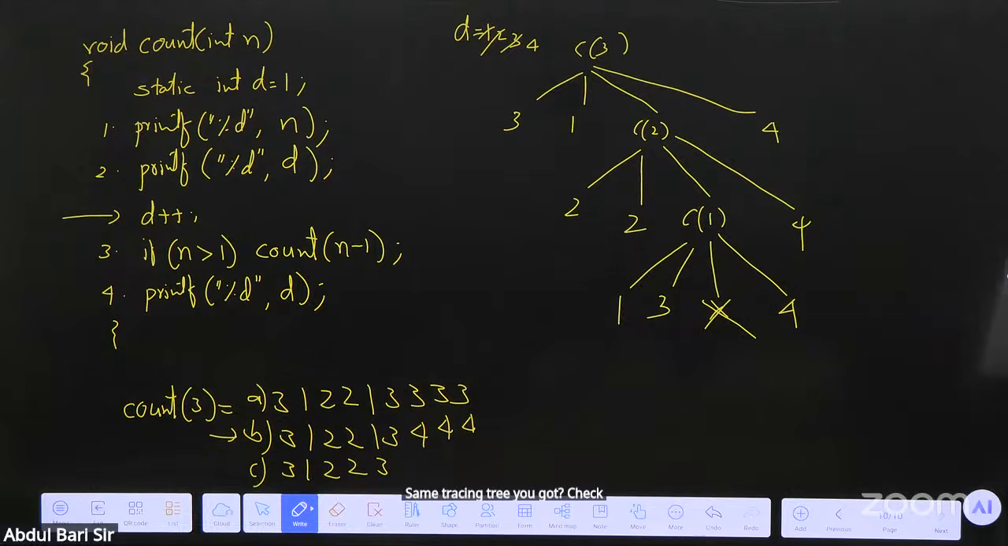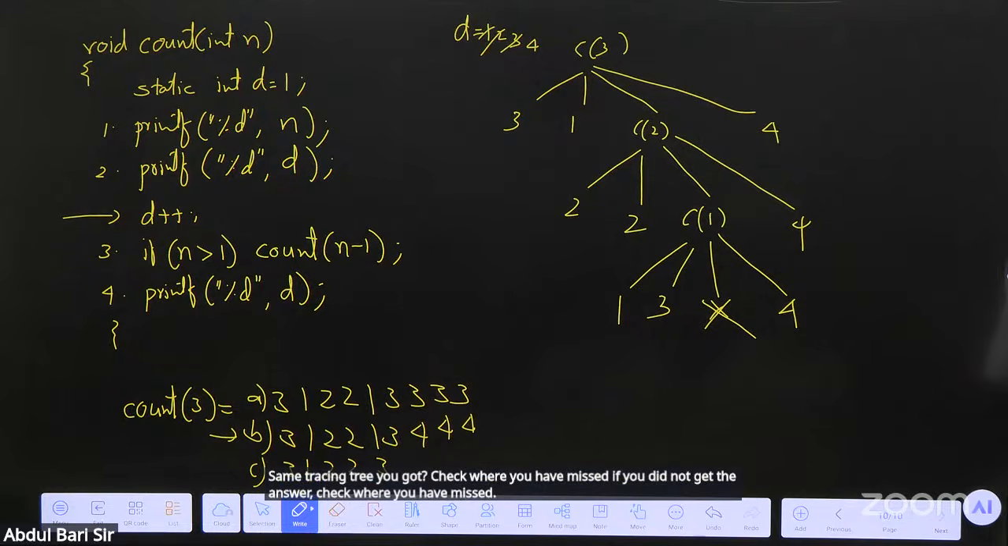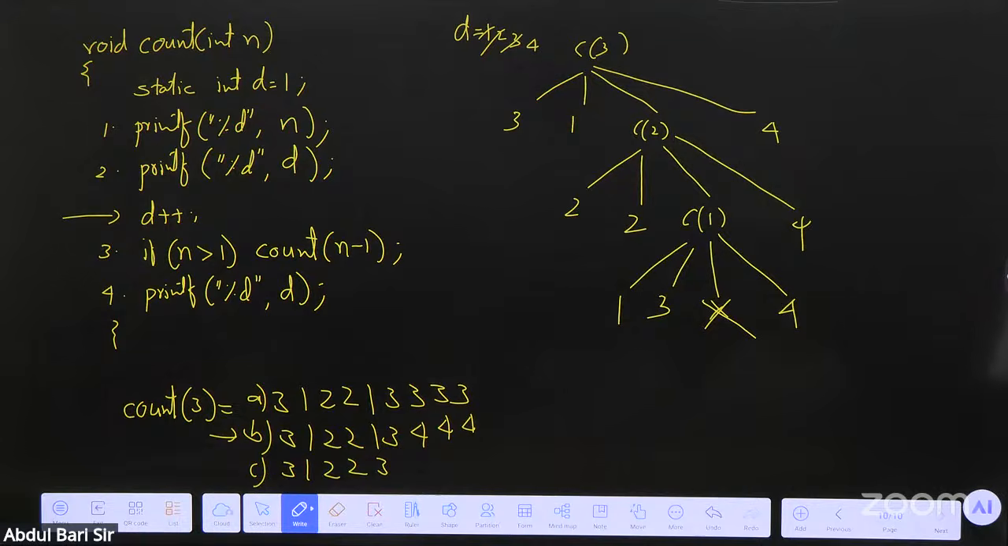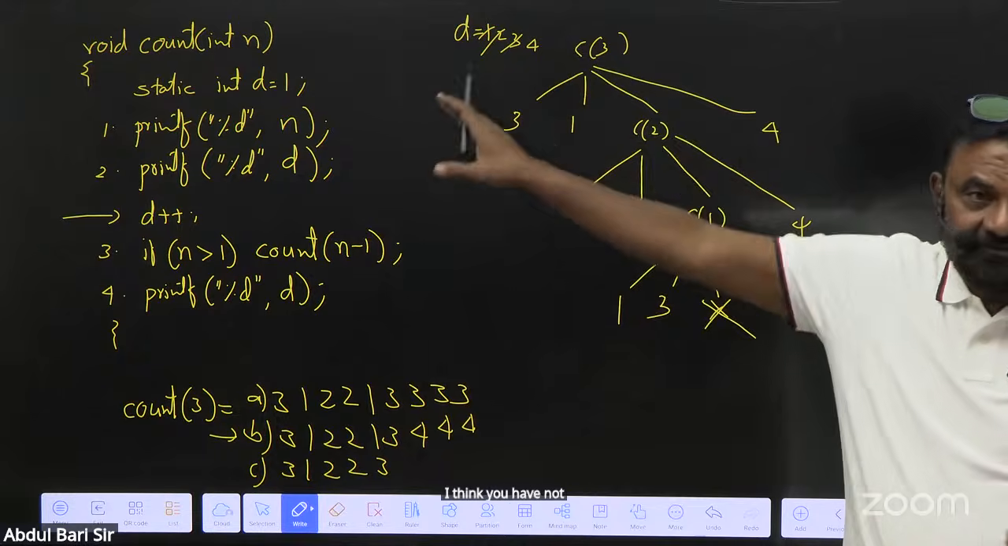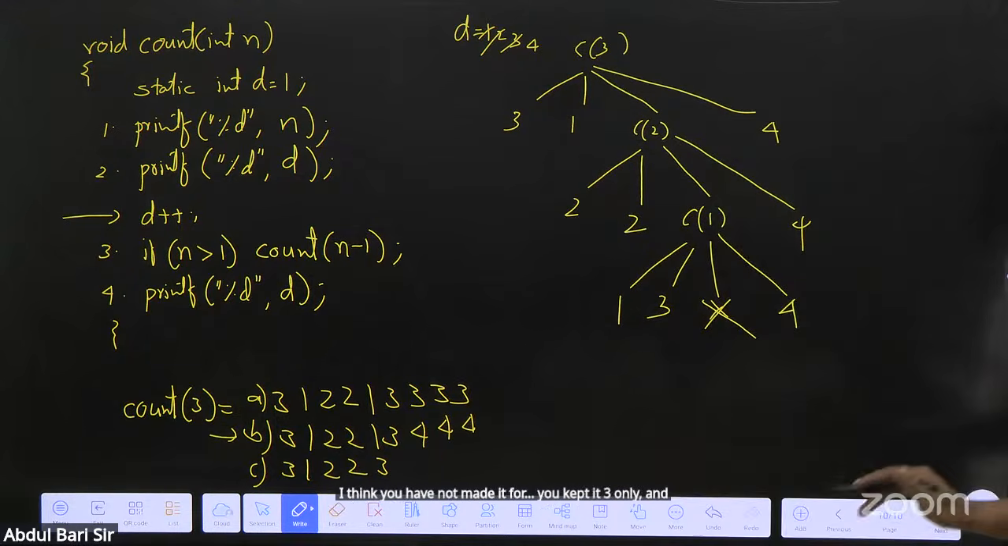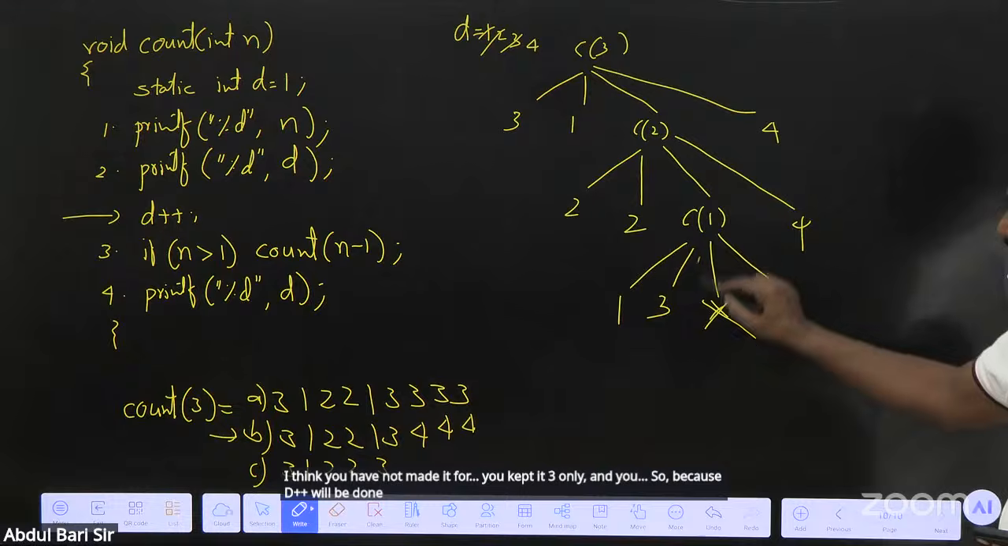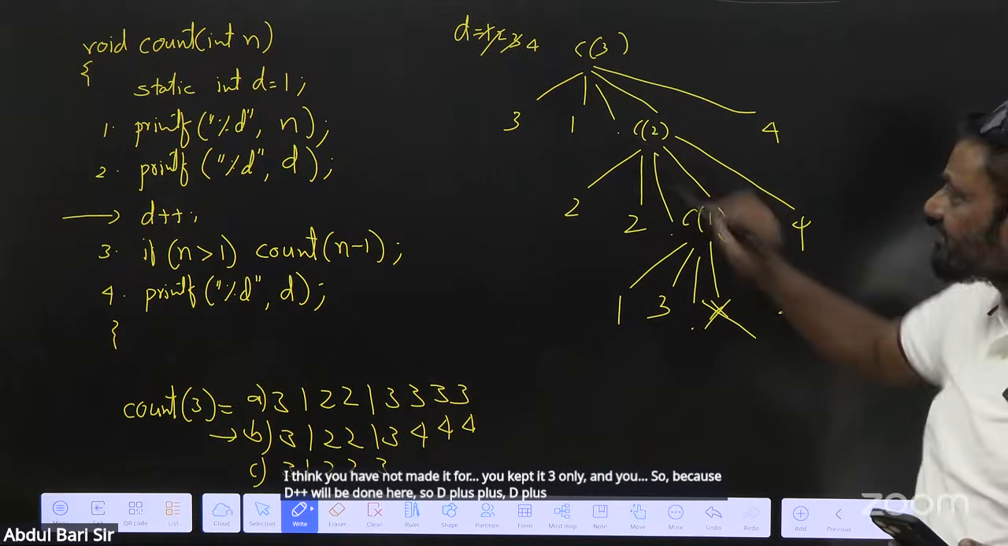Check where you have missed. If you did not get the answer, check where you have missed. I think you have not made it 4. You kept it 3 only. Because D++ will be done here. So D++, D++ is happening here.